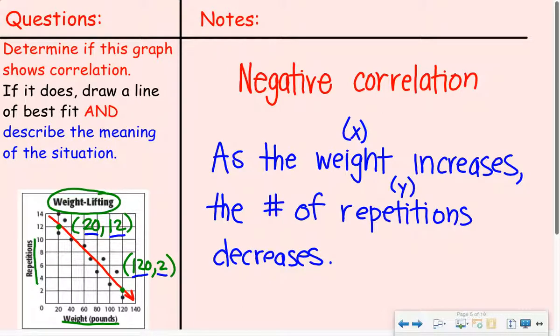Which, if you think about that logically, it makes sense. When you're holding a really light weight, you can do a lot of repetitions. You can lift that weight a lot of times. When you're holding a really heavy weight, you can't lift it very many times before your arms get tired. So you can't do as many repetitions when the weight is really heavy.